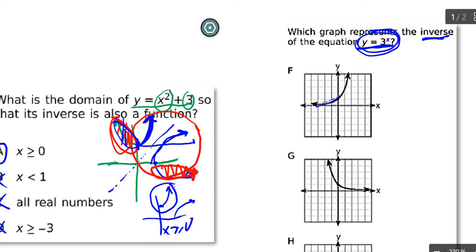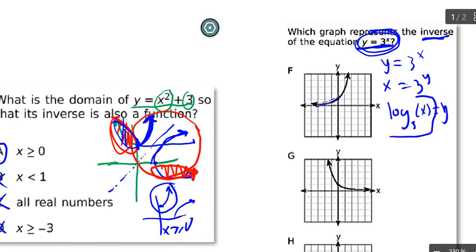Or if you want, you can actually do this. If y equals 3 to the power of x, and you switch the x and y, it will look like this. It will be x equals 3 to the power of y, and then you take log of both sides. So log base 3 of x equals y. So we're looking for log base 3 of x.